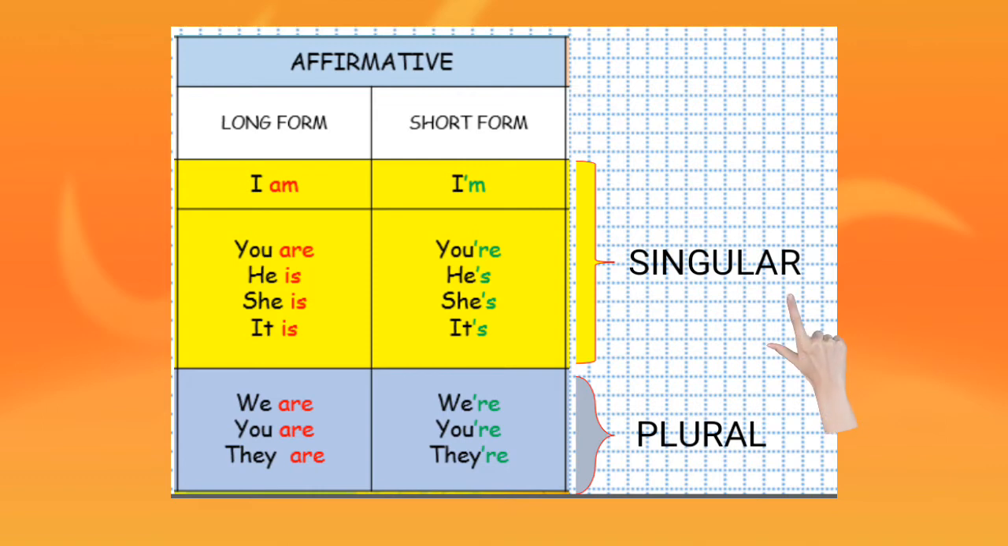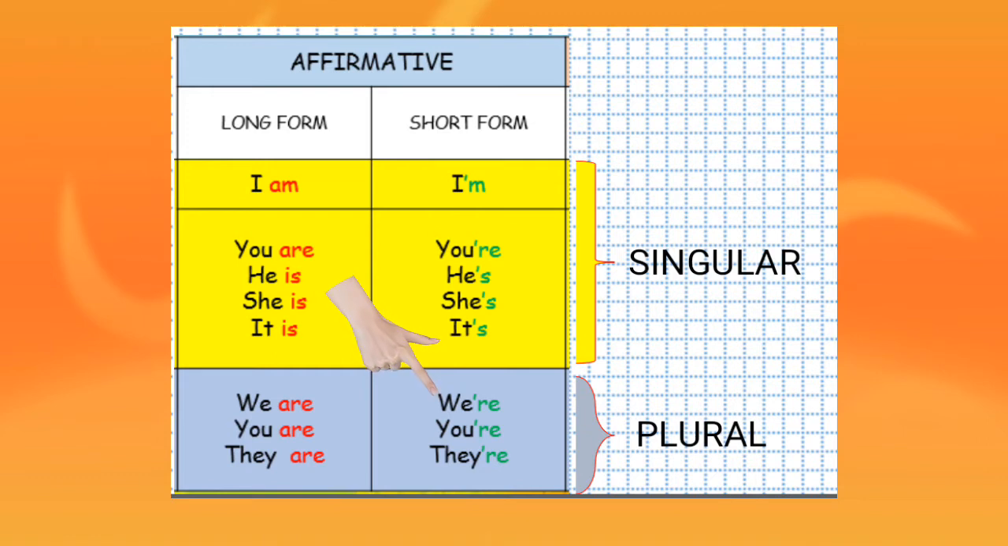Singular can be defined as single or one or not more than one. Next is the plural form. Plural can be defined as more than one. The verb to be that match the plural forms is are. A-R-E. For example, we are.